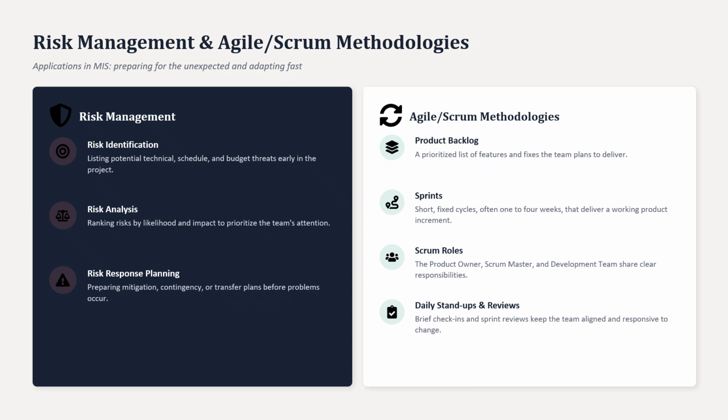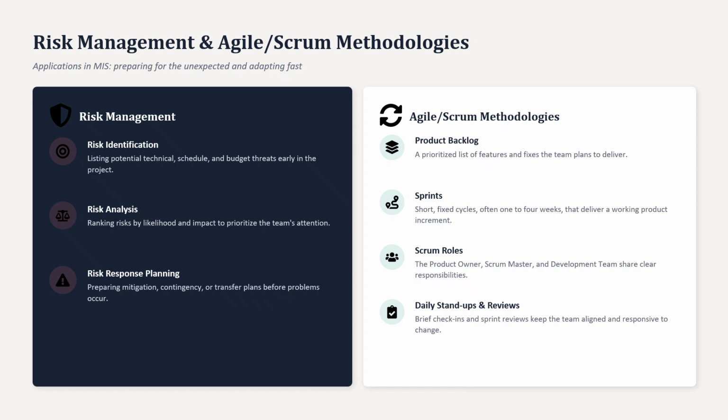On the other side, we have the Agile and Scrum methodologies. The product backlog is the prioritized list of features and fixes the team plans to deliver. Sprints are short, fixed cycles, often one to four weeks, that deliver a working product increment. Scrum roles, the product owner, Scrum Master, and development team, share clear responsibilities, and daily stand-ups plus sprint reviews keep the team aligned and responsive to change.